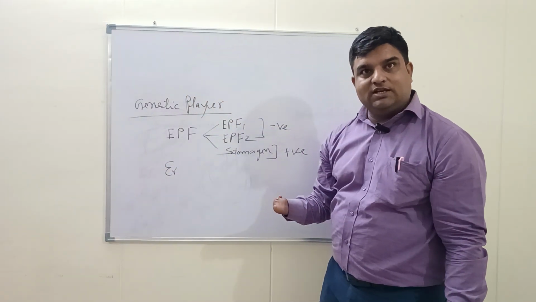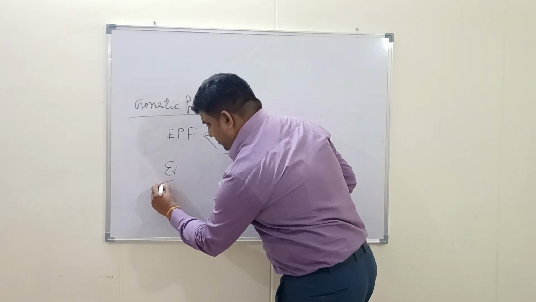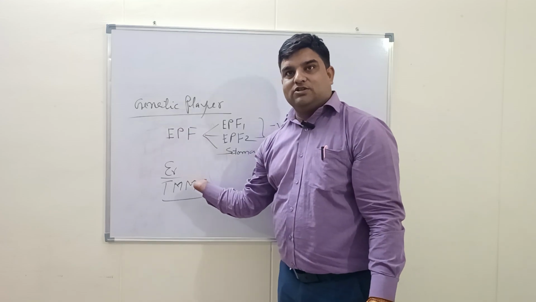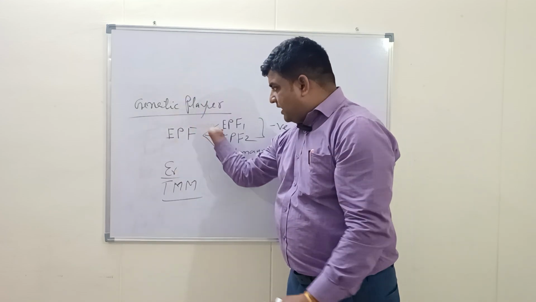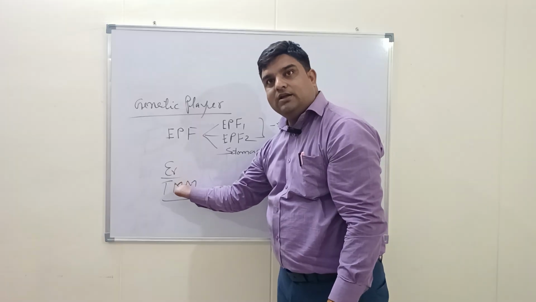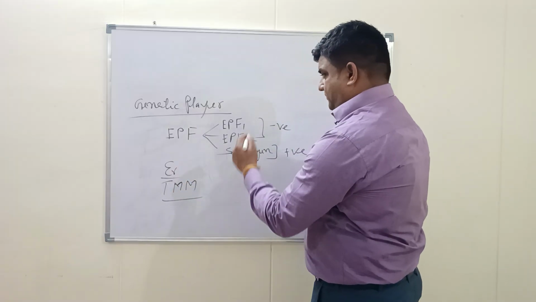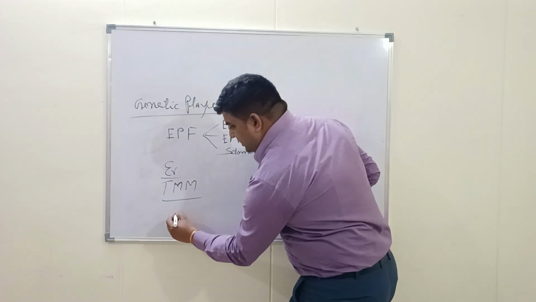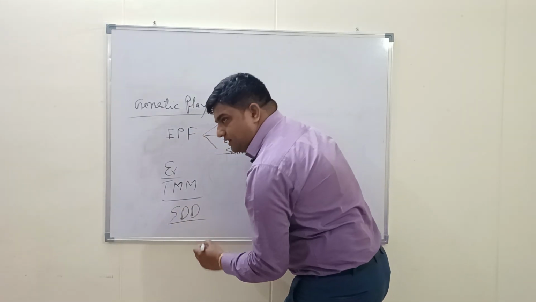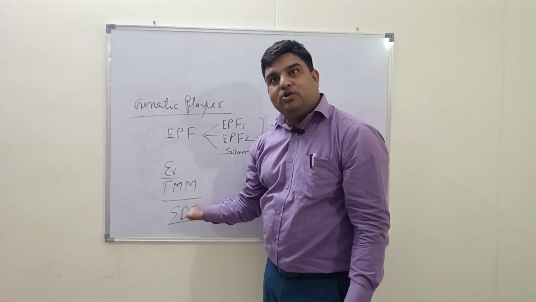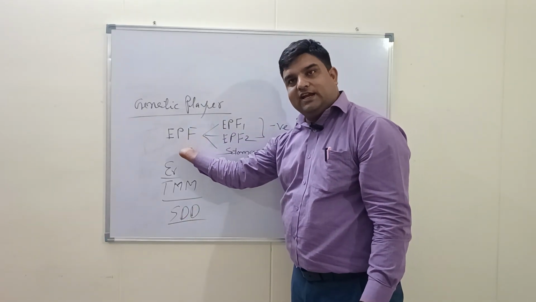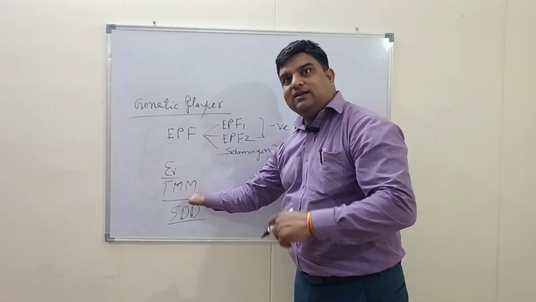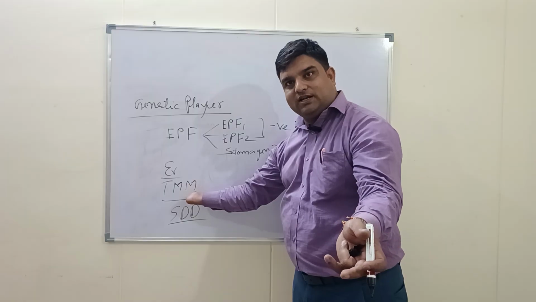ERECTA is a leucine-rich receptor, along with Too Many Mouths. These are the names of the genes responsible for the binding of this ligand. They encode receptor proteins. There is another gene called HDD1, stomatal density and distribution. This is a kind of protease which modifies this ligand peptide, and when the ligand peptide is modified, it binds with its receptor, and then stomatal development proceeds.